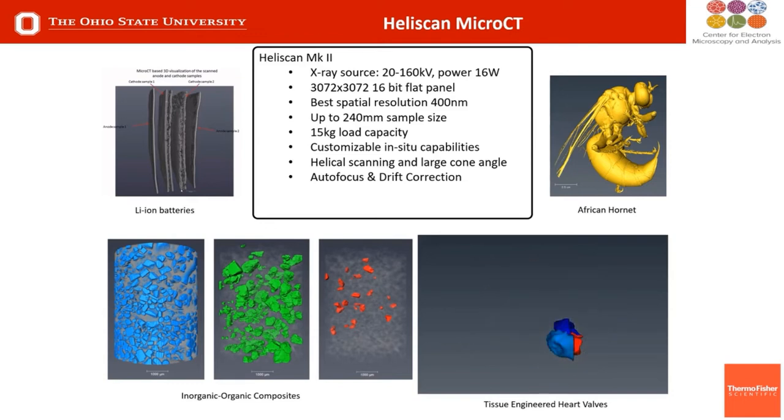The HeliScan is a rather robust machine. We can vary the voltage of the instrument from 20 to 160 kilovolts. That will determine essentially how thick a component you can look through.